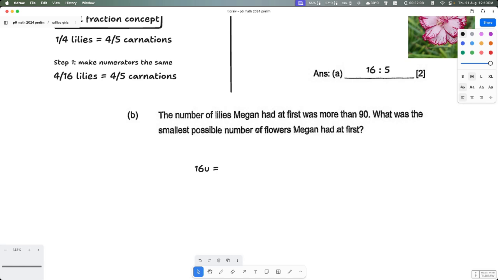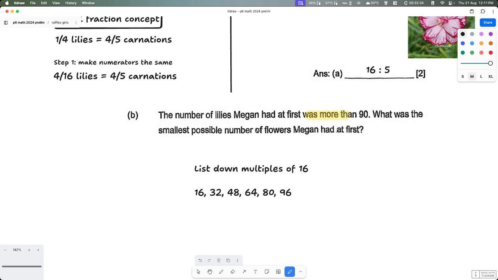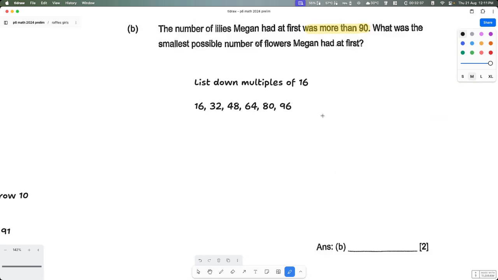But yes, 16 units. So we can just list down multiples of 16. We have 16, 32, and then 48, then 64. Yep. And then we have 80, and then we have 96. Right. So for this, it was more than 90. So 16 is lilies, right? So 96.